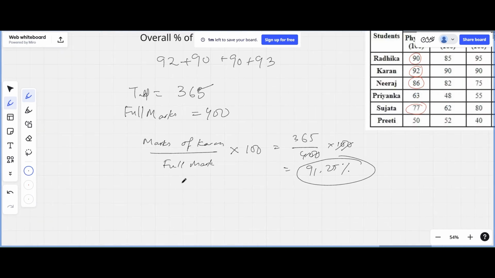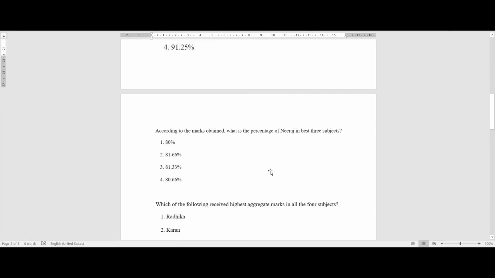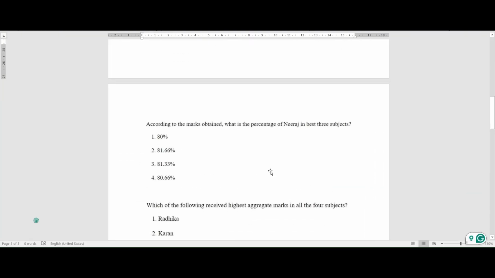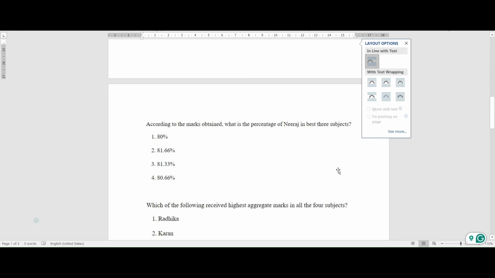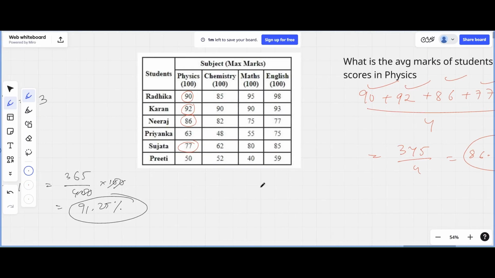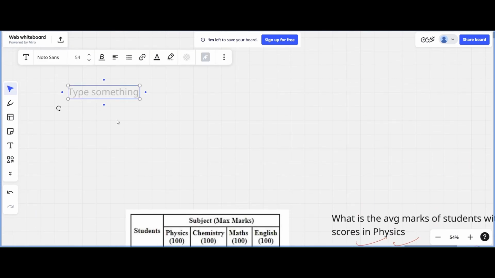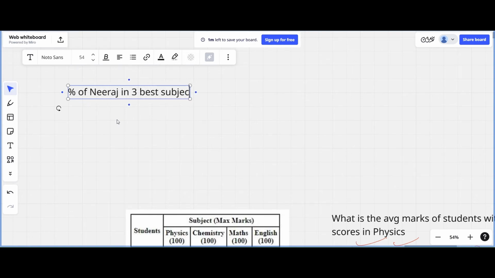So these are the things that came in UGC NET, even in the last cycle. Next: according to the marks obtained, what is the percentage of Niraj in three best subjects? Let's write here: percentage of Niraj in three best subjects.